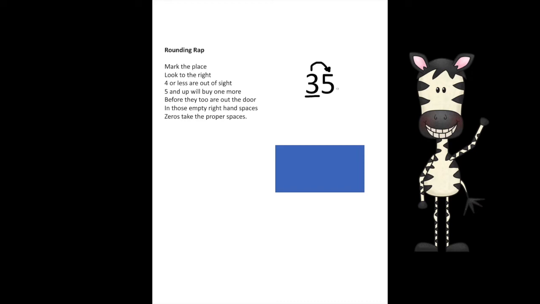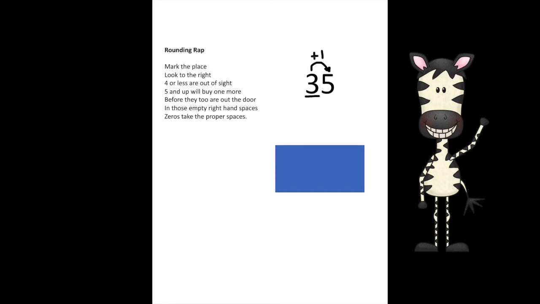So we're looking at the digit to the right and we ask ourselves, is 5 more or less than 4? Is it less than 4? No, 5 is more than 4. So in that case, we are going to go to the next line of our wrap. 5 and up will buy one more. And when we say buy one more, we're going to draw +1.